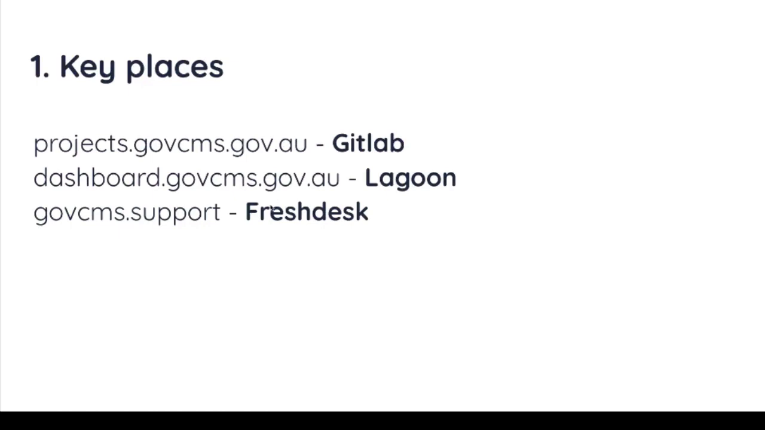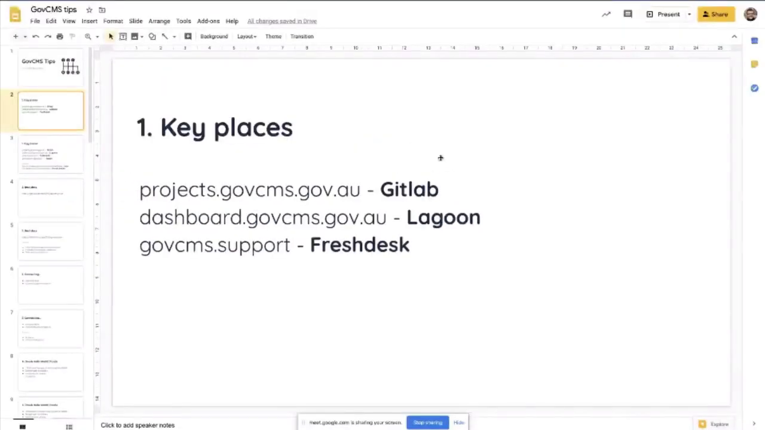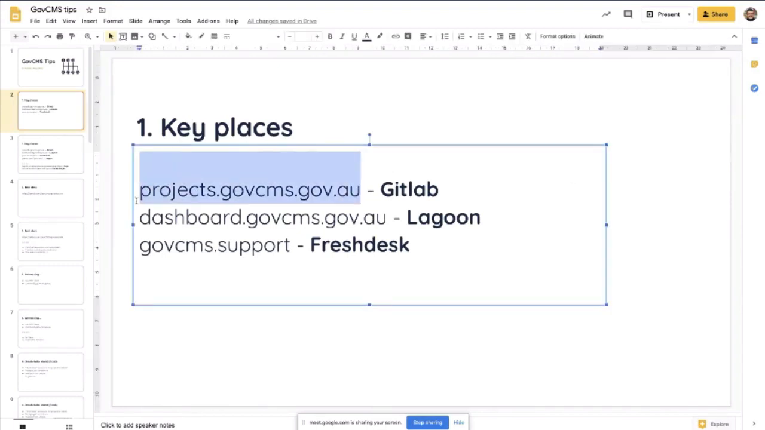Okay, first thing is this presentation mode is not going to work, so I'm going to jump around. So key places I want to tell you about with GovCMS. A lot of this is for new people who come on: where do I go? What do I do? The key places for a new GovCMS project are GitLab at projects.govcms, Lagoon at dashboard.govcms, and Freshdesk at govcms.support. So that's the help desk.